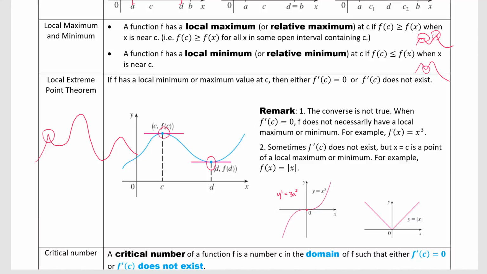Second remark, sometimes the derivative does not exist, but the point could be a local maximum or minimum. For example, this absolute value of x, you can see the derivative does not exist here because the slope on the left side is -1 and the slope here is 1, so they don't match as 0. So f is not differentiable at 0. Okay? But it has a local minimum. Actually, this local minimum is also a global minimum.